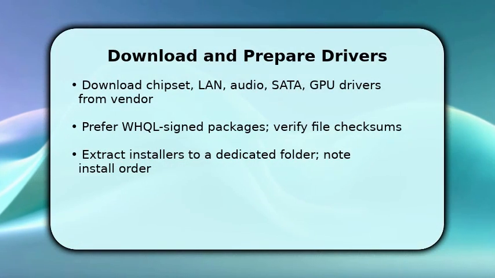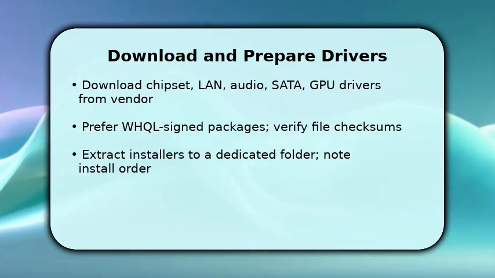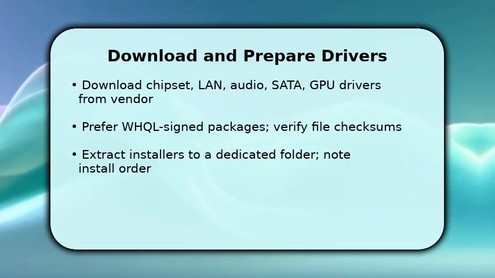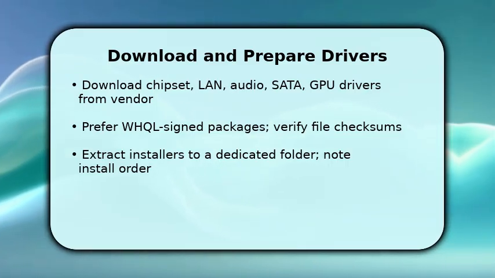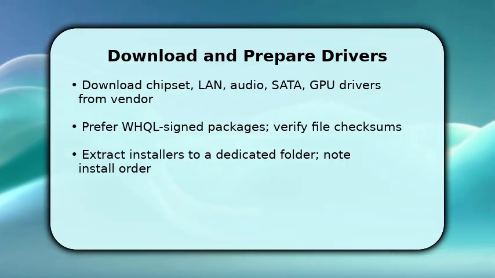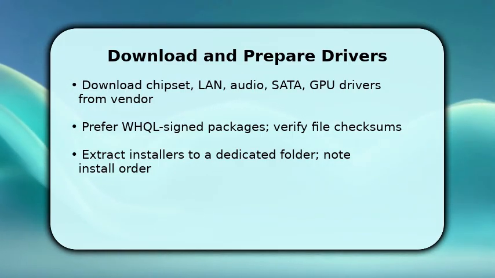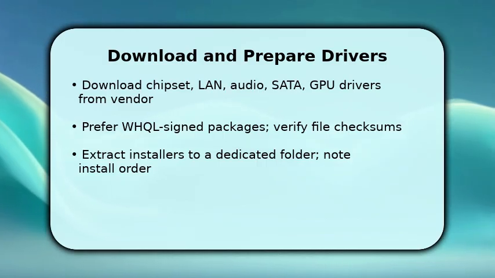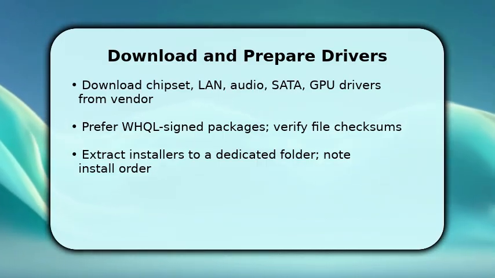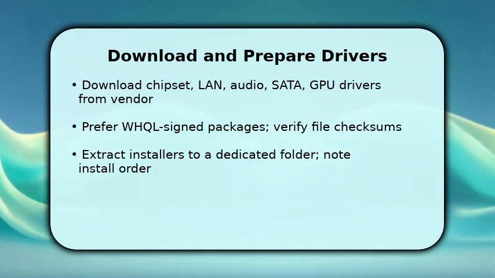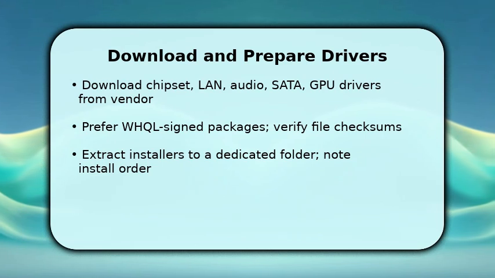Next, download the correct chipset and peripheral drivers from the motherboard or chipset vendor. Prioritize WHQL-signed packages for stability. Verify checksums to avoid corrupted files, and extract installers into a single folder so you can run them in sequence. You often install chipset first, then storage/LAN, then audio and other devices. This order ensures device enumeration is correct. If an installer is a ZIP or INF, use Device Manager's update driver path to point to it.